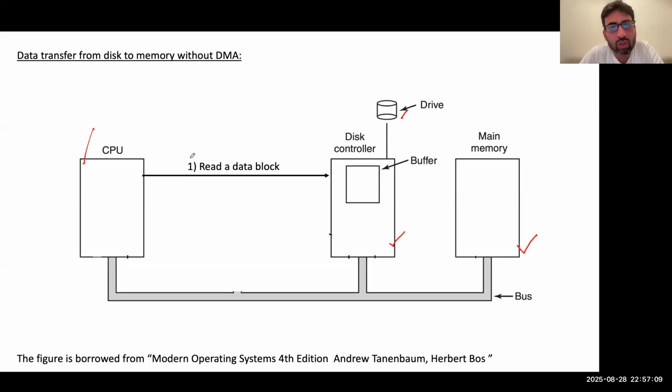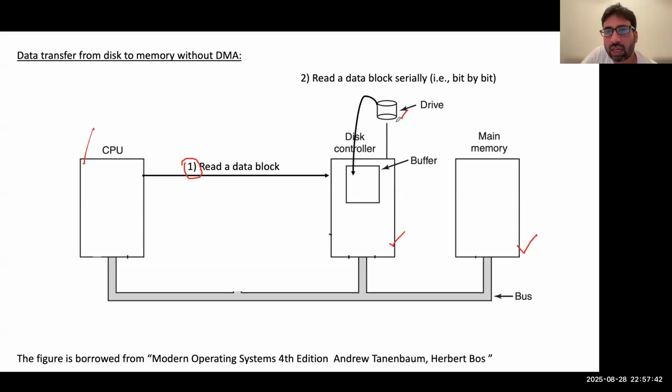Initially, our CPU will send a request to read a data block. Definitely an application is running on the CPU which wants to read some data from the disk. So it will send an IO request saying that I want to read a data block from the disk, right? But that request will go to the disk controller, not to the device itself, which is the disk drive, right? So the request will go to the disk controller.